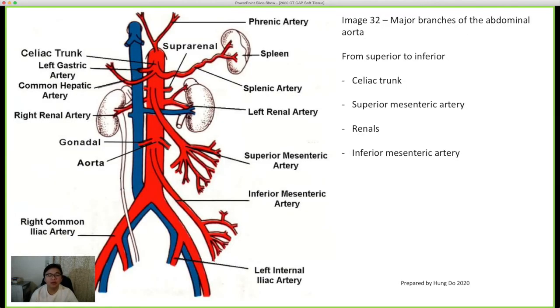So moving forward now, I've just named some common blood vessels that I would like you to remember in this order: celiac trunk, superior mesenteric artery, your renals, and of course your inferior mesenteric artery. Those are the four major offshoots of the aorta that you need to commit to memory, please.